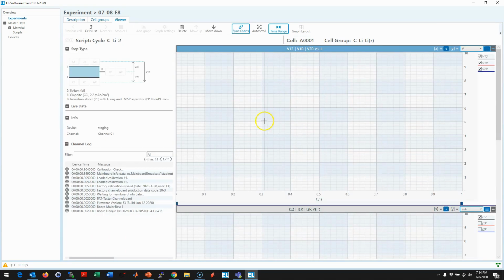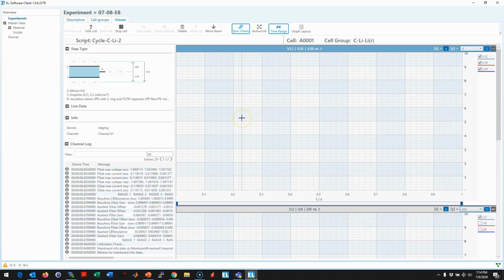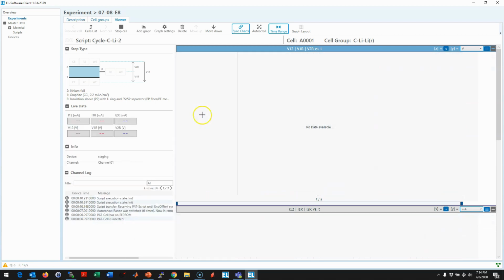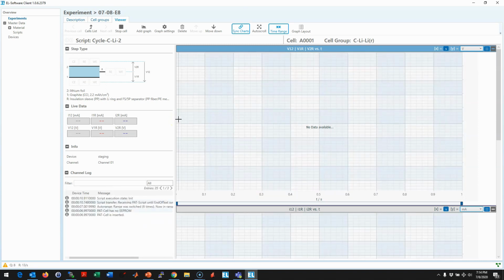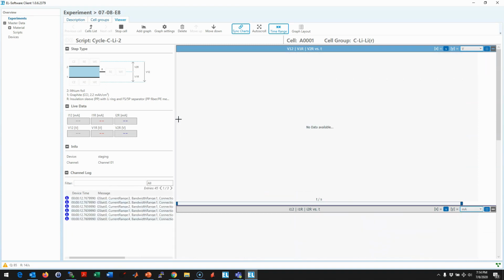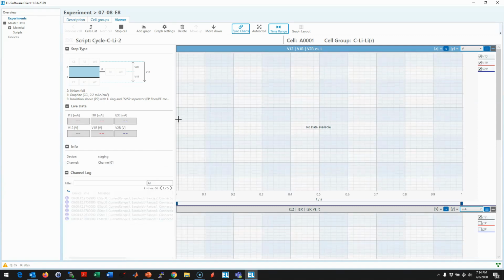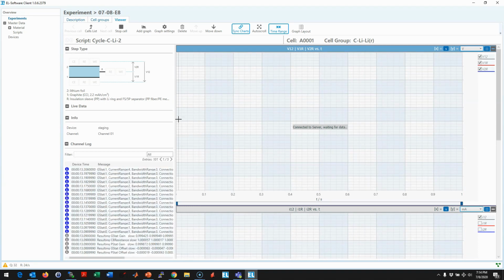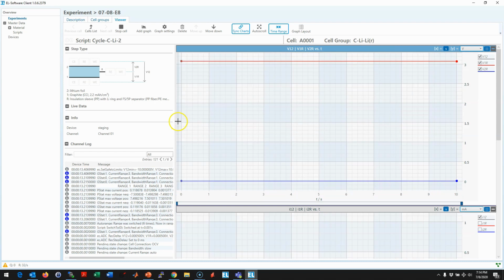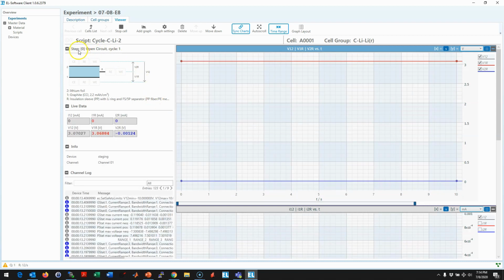First, the channel board is being calibrated during the first few seconds, and then the script starting with an open circuit period of 20 seconds. Here we see the incoming data. So first step is open circuit. Here you see a sketch of the cell with the ingredients. The upper electrode 2 is lithium foil, the lower electrode 1 is graphite, and the insulation sleeve is with a lithium ring.